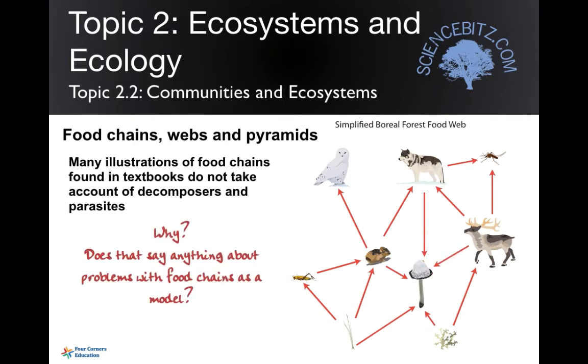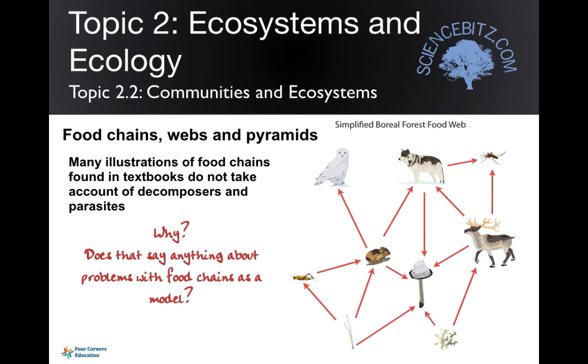So why might many textbooks actually leave out the decomposers and the parasites? Does that really say something about problems with food chains as a model, and food webs as a model? To answer higher order questions on the exam paper, you need to actually think about the limitations of both food chains and food webs. And even food webs have their limitations.